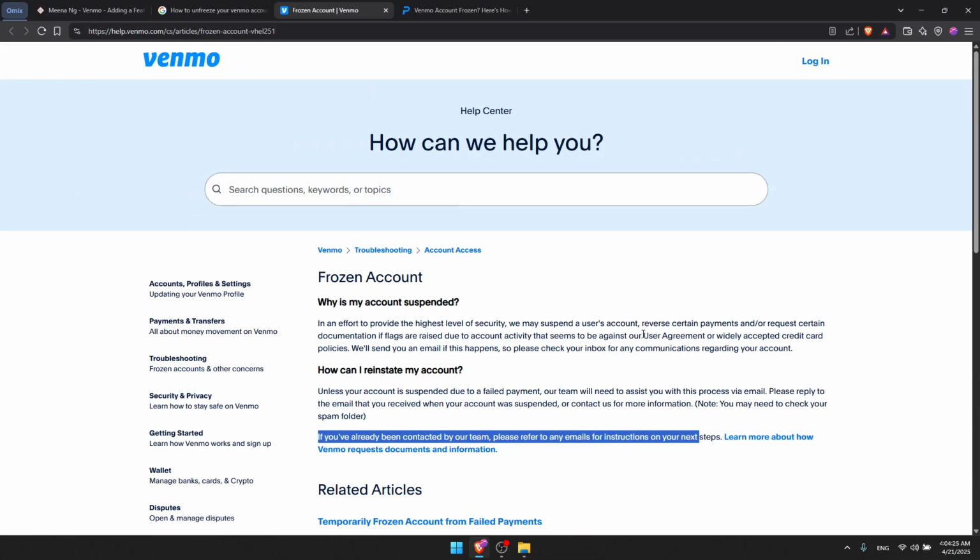And yeah, that's how you basically unfreeze it. You'll have to contact the support. Other than that, you cannot do anything alone.